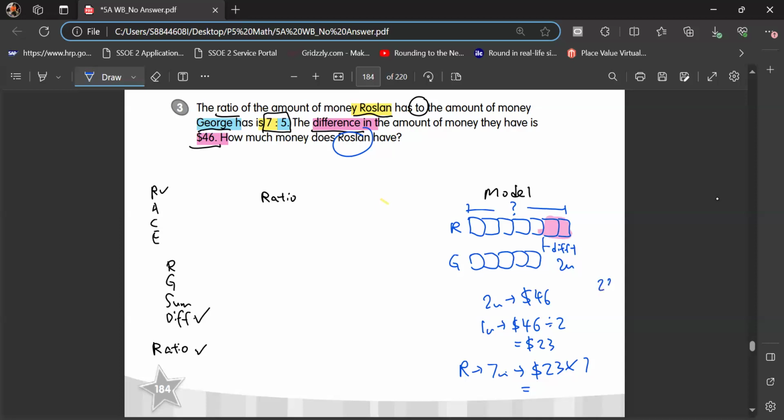161? Yep, okay. And there you go, you got the answer. So that's by the model method.